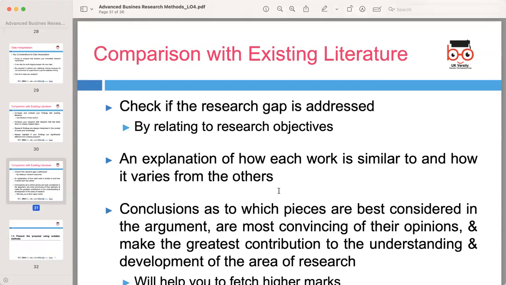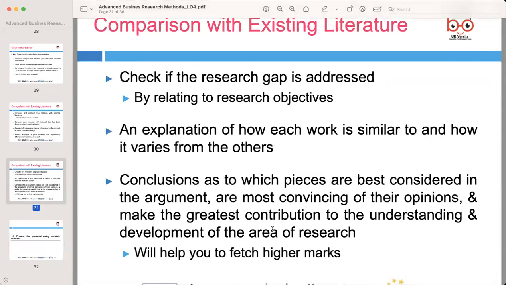Draw conclusions as to which pieces of literature are best considered in the arguments, are most convincing in their opinions, and make a greater contribution to the understanding and development of the research area. So based on our analysis, we can draw a conclusion regarding which pieces of literature are best considered in the arguments, which are most convincing in their opinions, and which make the greatest contribution to the understanding and development of the research area.